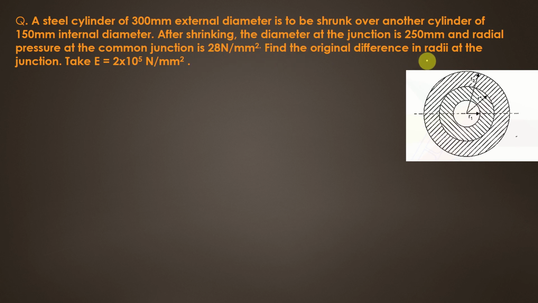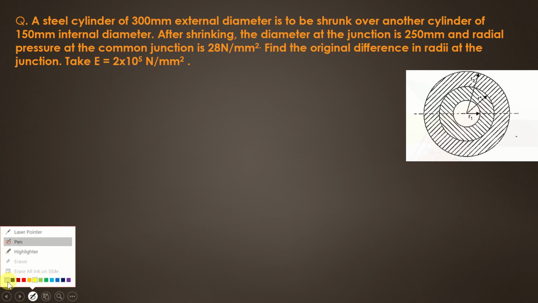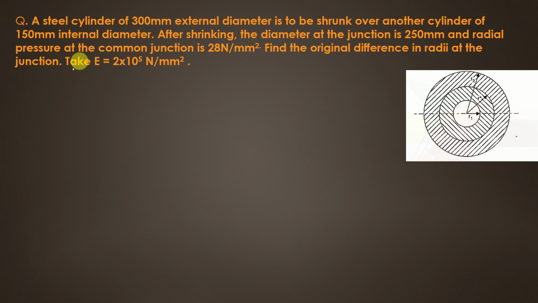Find the original difference in radii at the junction. Take E equal to 2 into 10 power 5 Newton per mm square. Let us write the data first.